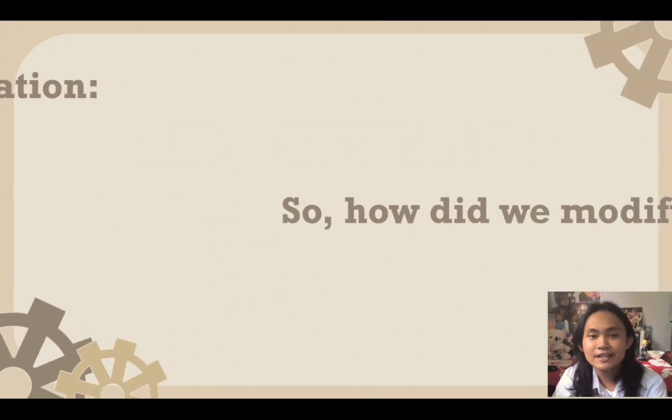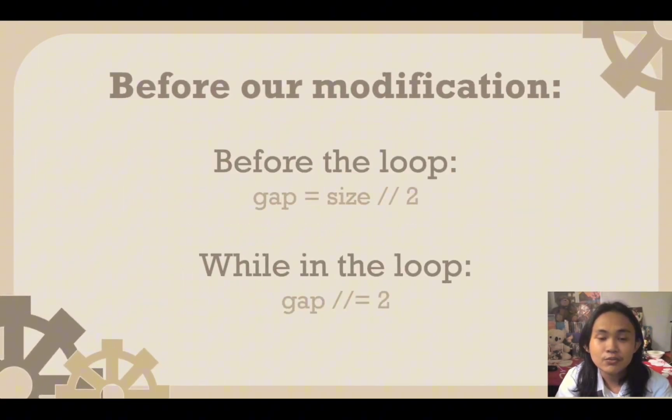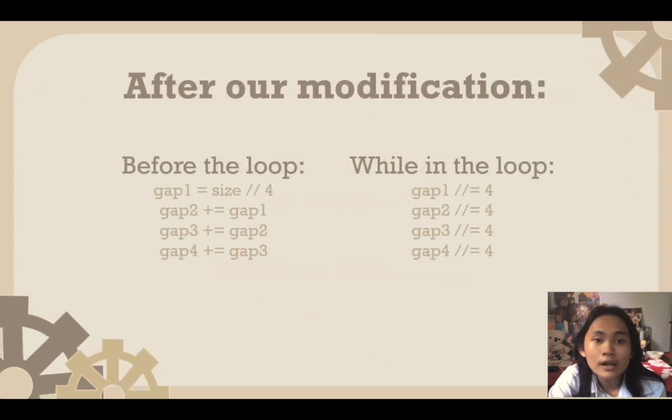So how did we modify it? Before modification, we use this formula. Before the loop, we get the gap by finding the size and floor dividing by 2. And while in the loop, the gap will keep on being divided by 2 with floor division. After modification, we change all the formulas to the following. Before the loop, we find the gap by size floor divided by 4, and equate it to the other gaps. While the loop is running, all the gaps will be floor divided by 4.